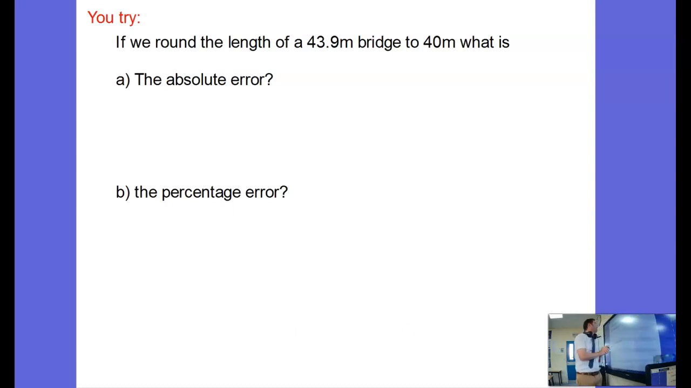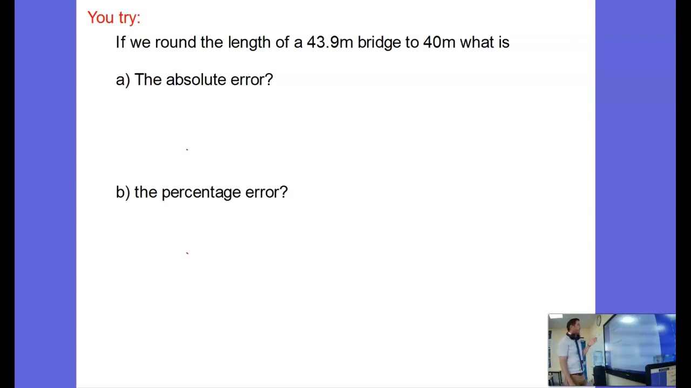Here's one for you to try. We've rounded the length of a bridge, which was 43.9 meters, to 40 meters. I want to know the absolute error and the percentage error. Pause it, have a go at it now, and then I'll share the answer.